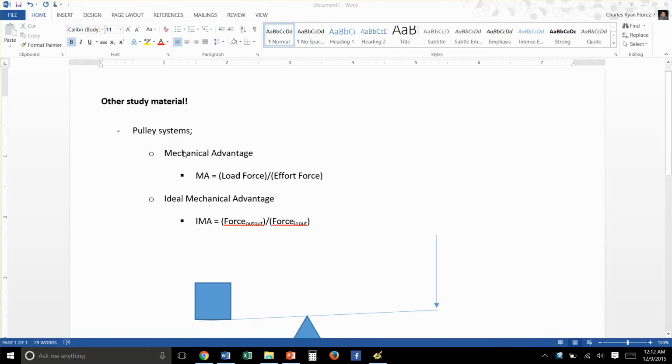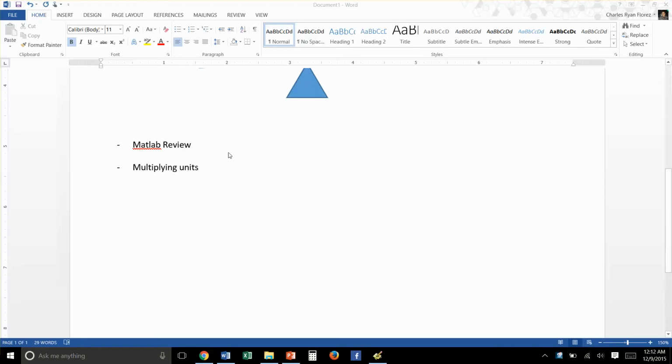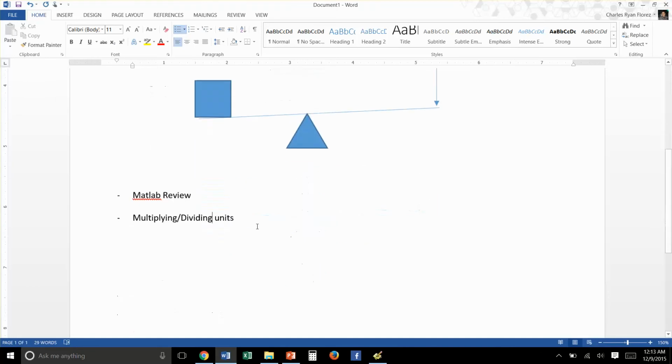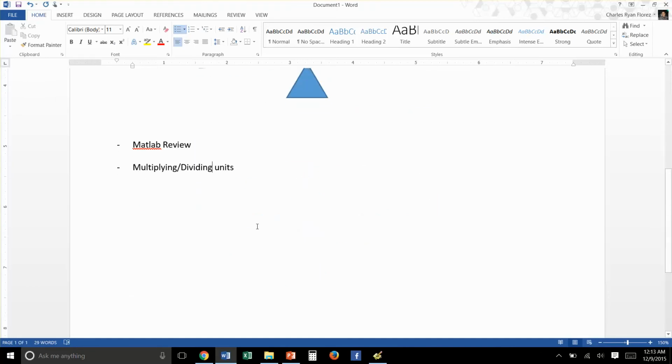Essentially, what mechanical advantage is and what ideal mechanical advantage is, as well as a little bit of review on Matlab. And then I noticed there were a lot of errors in multiplying units together, so multiplying and dividing units, I should say. There are just easy points that some of you missed out on, but we'll touch on it in this video. That way you guys don't make that mistake again.